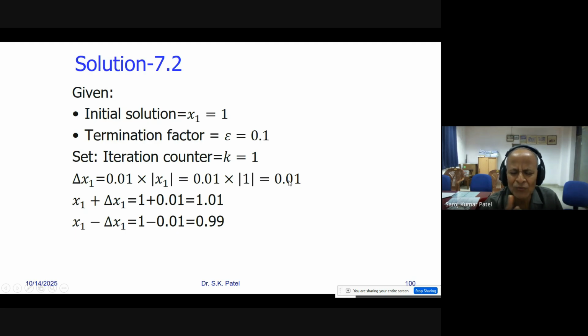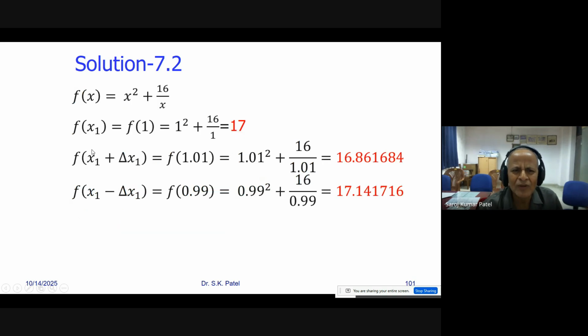So now take 2 points. x1 plus delta x1 is 1 plus 0.01 is 1.01, and x1 minus delta x1 is 1 minus 0.01, 0.99. At these 2 points, find out the function values. So at 1.01 function value is 16.861684. At 0.99, function value is 17.141716. And f of x is f at 1, equal to 17.